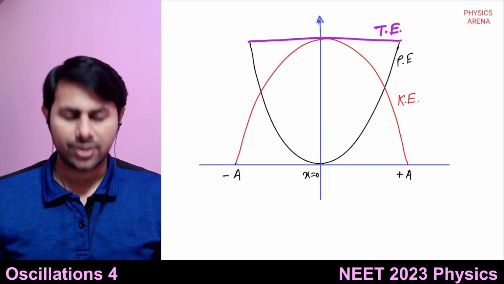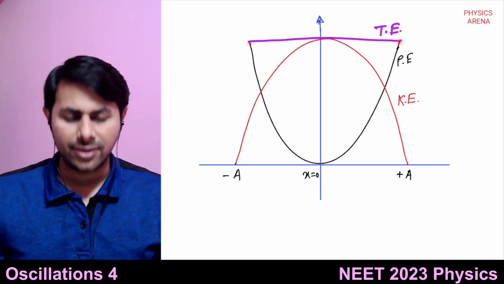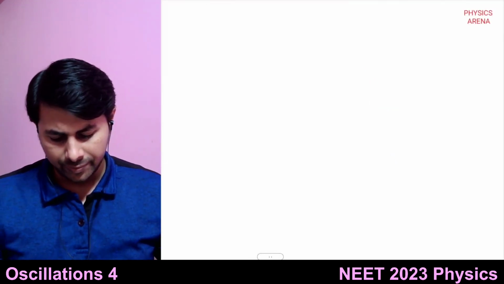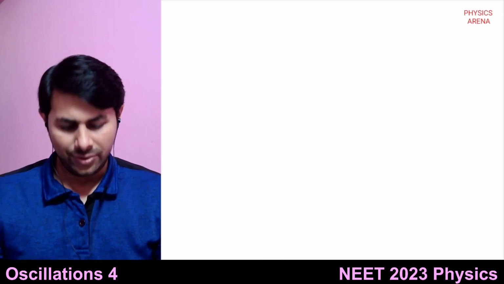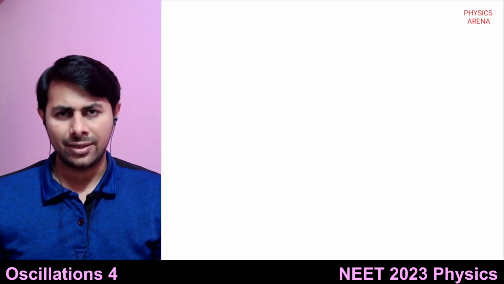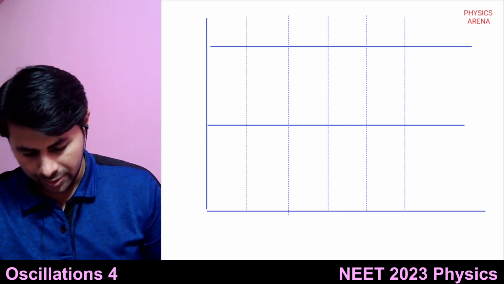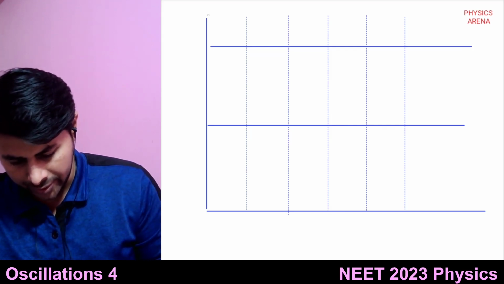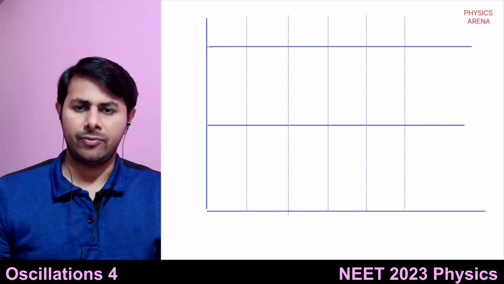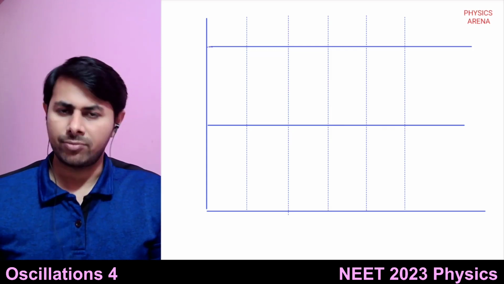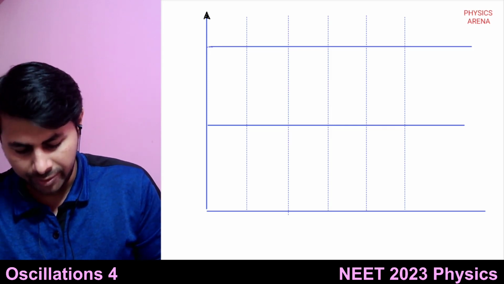So potential energy is 0 at x equal to 0, and its maximum at x equal to plus or minus a. Then let us plot energy versus time. Okay, potential energy and kinetic energy versus time. Let's plot. All right. So now let's suppose a particle is starting from the mean position. Okay. So suppose the particle starts from the mean position.